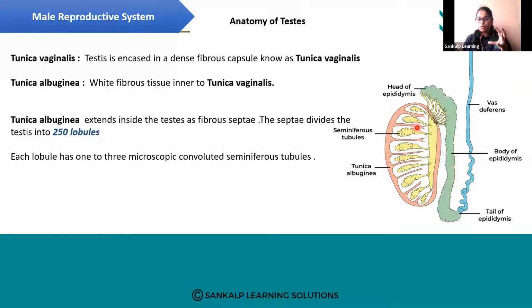Inside the lobule, what is there? Highly coiled tubules will be there. Tube-like structures, which are termed seminiferous tubules. Look here, each lobule has 1 to 3 microscopic convoluted seminiferous tubules. Convoluted means highly coiled seminiferous tubules. This is regarding the internal structure of testis.